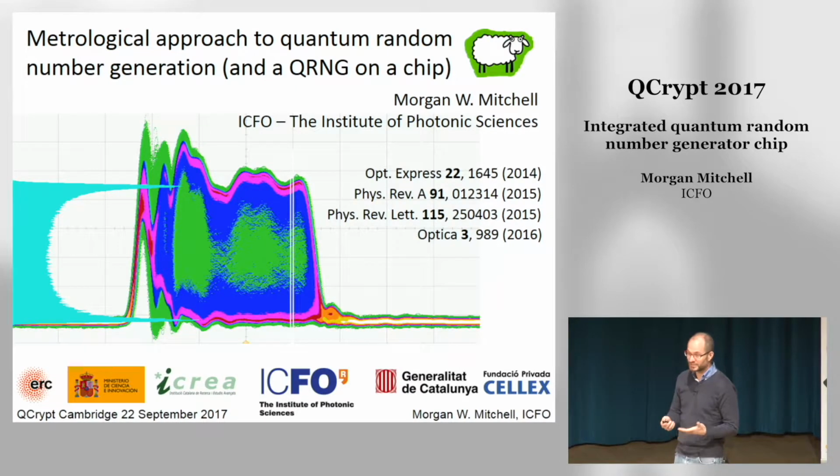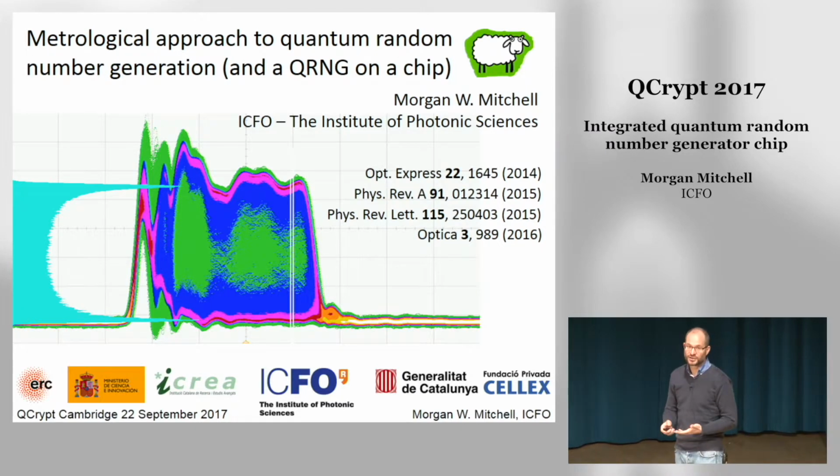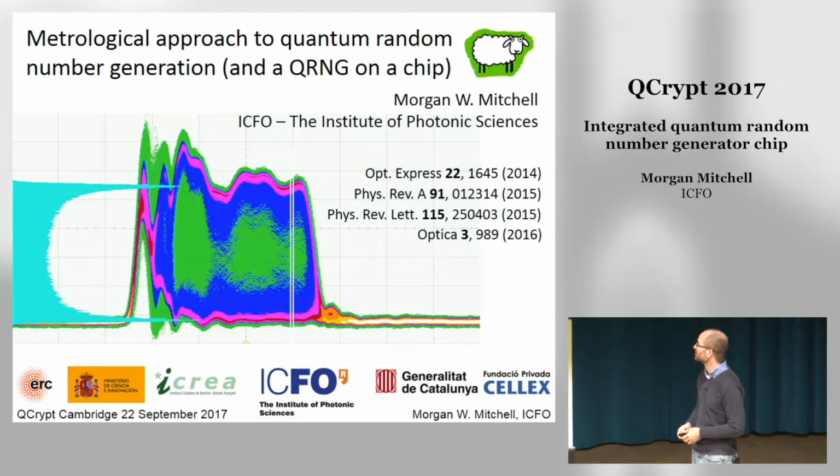I changed my title. In fact, I didn't change my title. I never actually gave a title to the conference, and they gave the title that's in the program. This is what the title should be: Metrological Approach to Quantum Random Number Generation, and I will also talk a little bit about our implementation of a random number generator on a chip in an integrated platform.